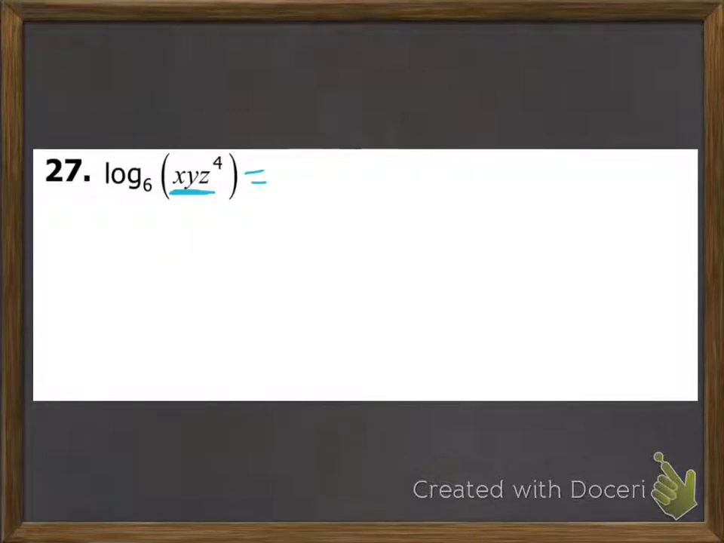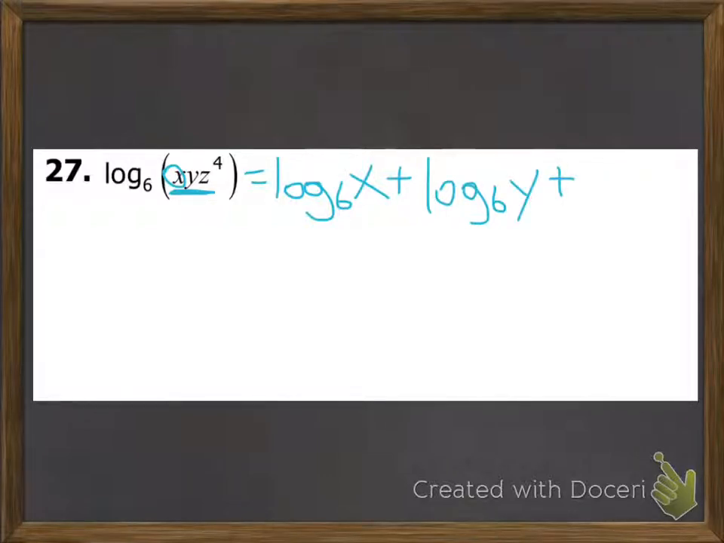So we're going to start with log base 6 of x, since that's the first one right there, plus log base 6 of y plus log base 6 of z to the fourth. Okay, and now there's only one thing left to do. Because we have this exponent of 4, I need to move it in front of this log right here. That is called power rule.